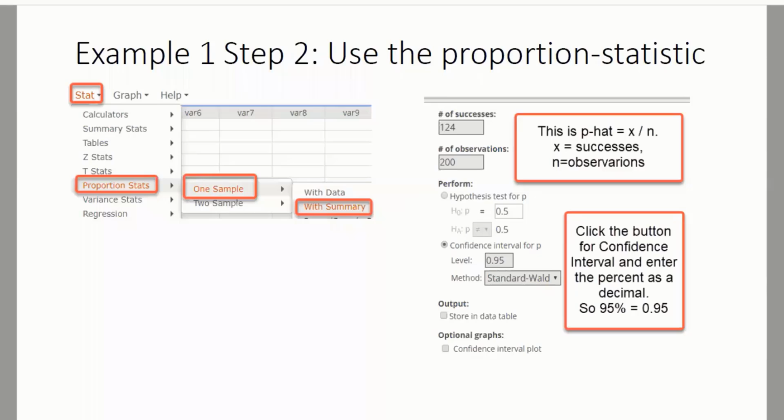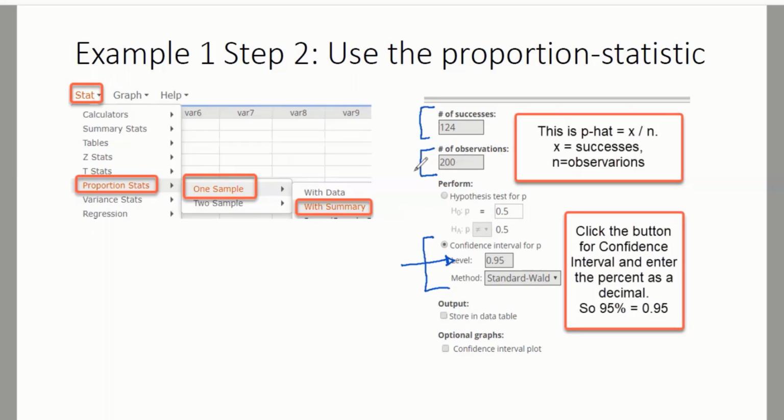So how do we use StatCrunch? We're going to do Stat, Proportion Stats, One Sample, With Summary. So it's similar to T Stats, except this time it's Proportion Stats. When we get into it, our first picture here on the right, we're asked for how many successes, how many observations, and then we click confidence interval for P and put in the level of 95%. So we have to write it as a decimal.